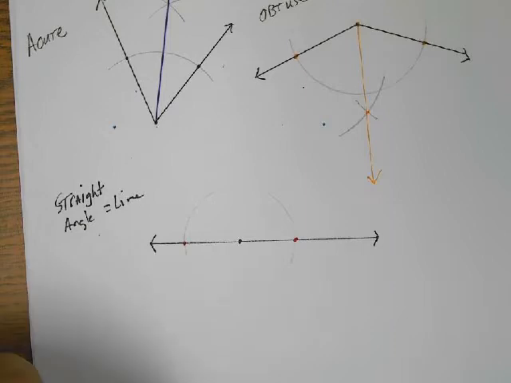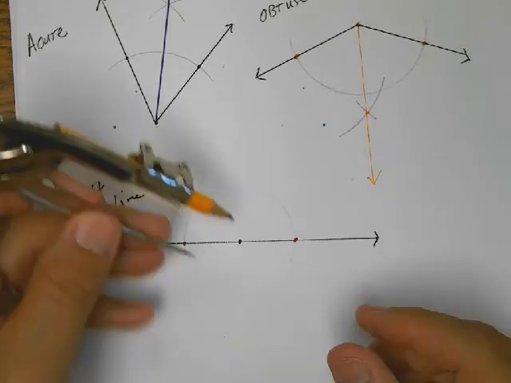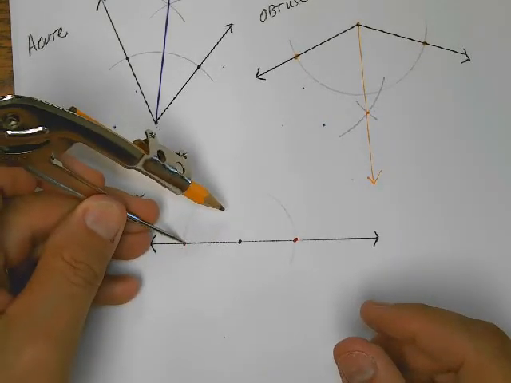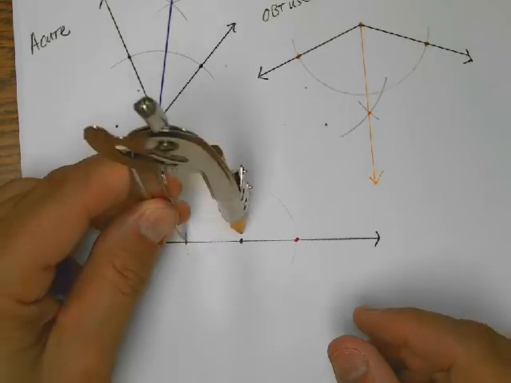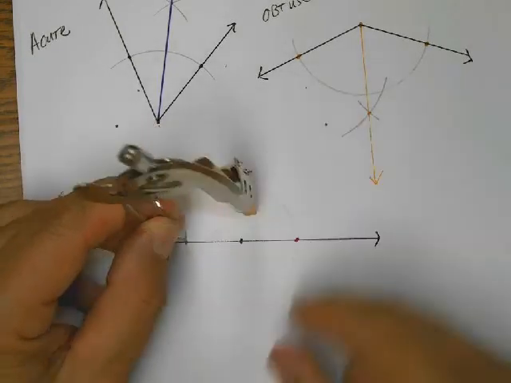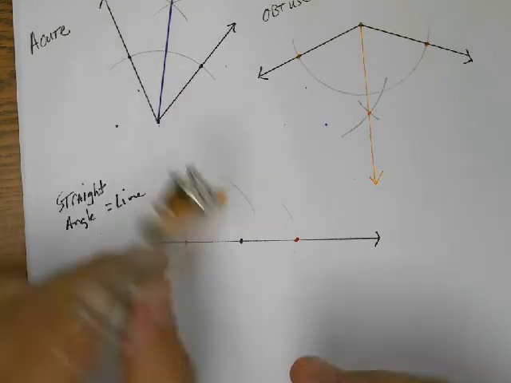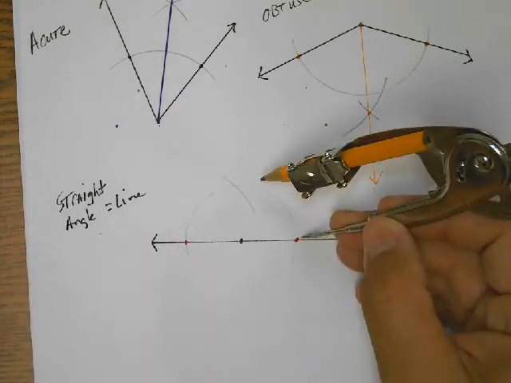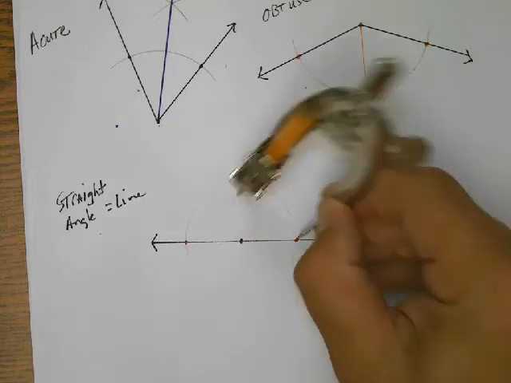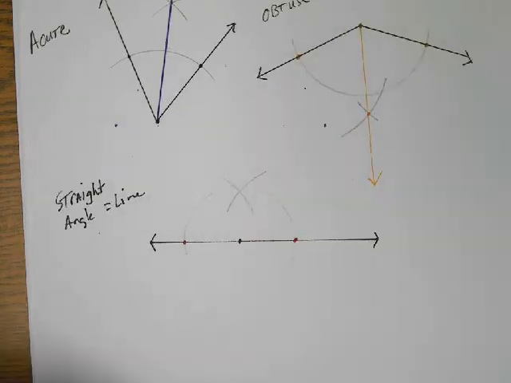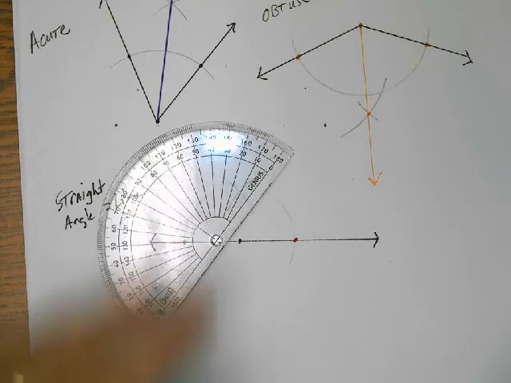Now I may need to go a little bit wider with my compass. I don't have to necessarily, but it'd be close, right? Go a little bit wider. Go from both points of intersection. Then I connect the vertex to the point of intersection.